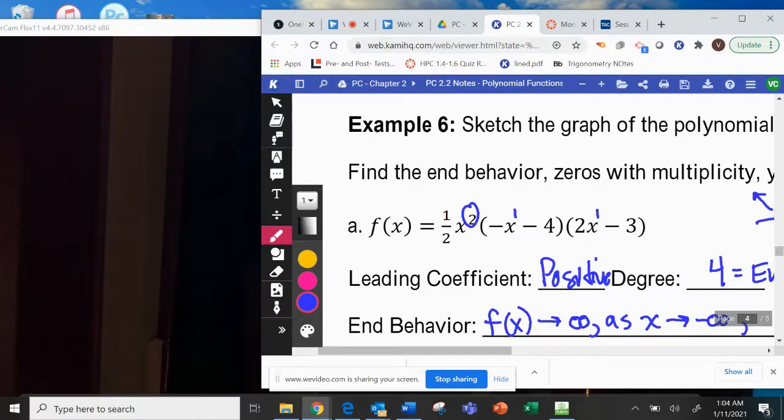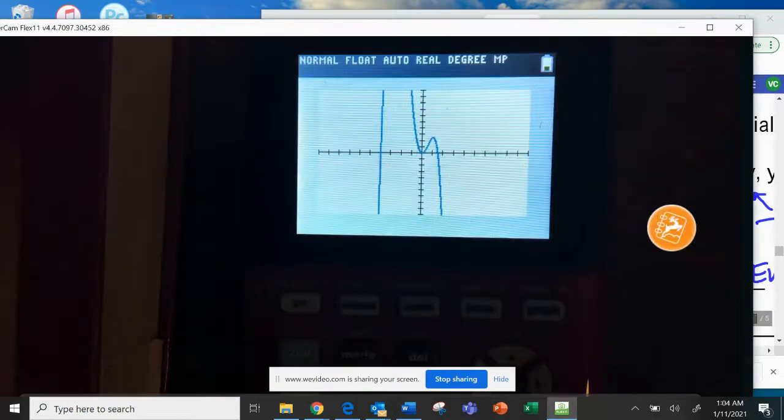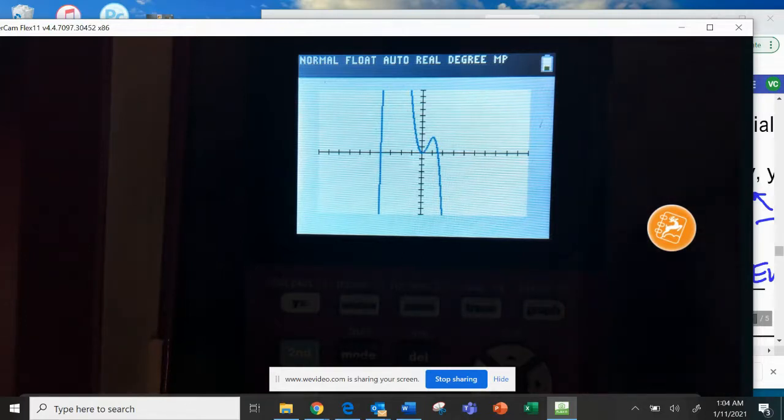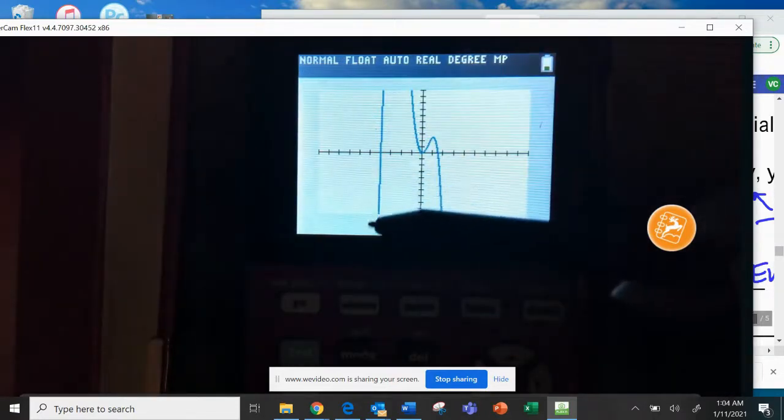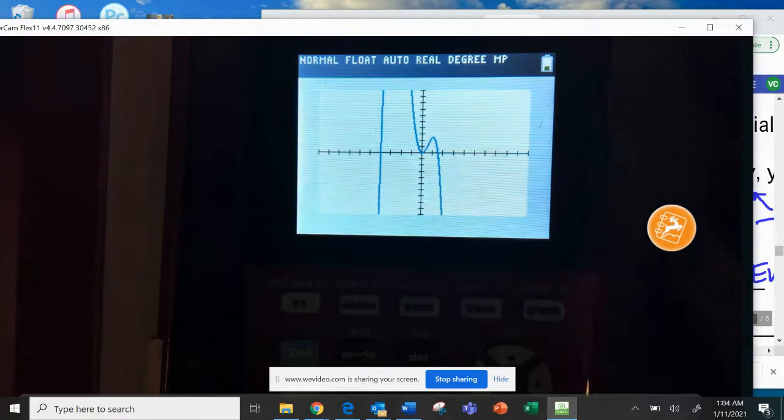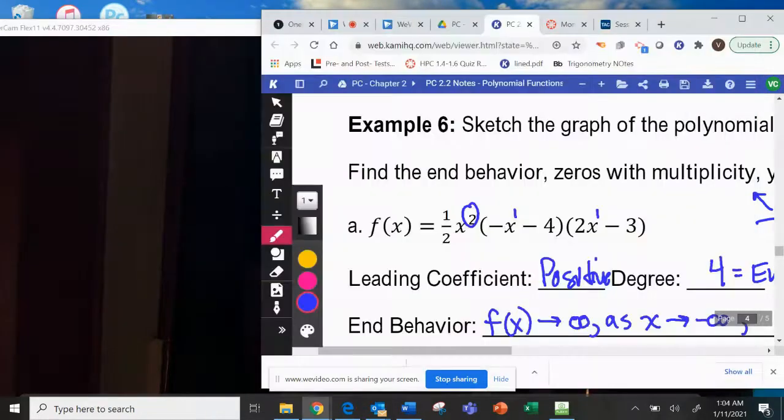I hit Zoom 6 just to make sure that my window was okay. And this is the graph that I got. Now what we have to do is find the relative minimum and relative maximum, so the extremes. So this is the end behavior. They're both going down. That is not the correct graph. I typed it in wrong. One moment.